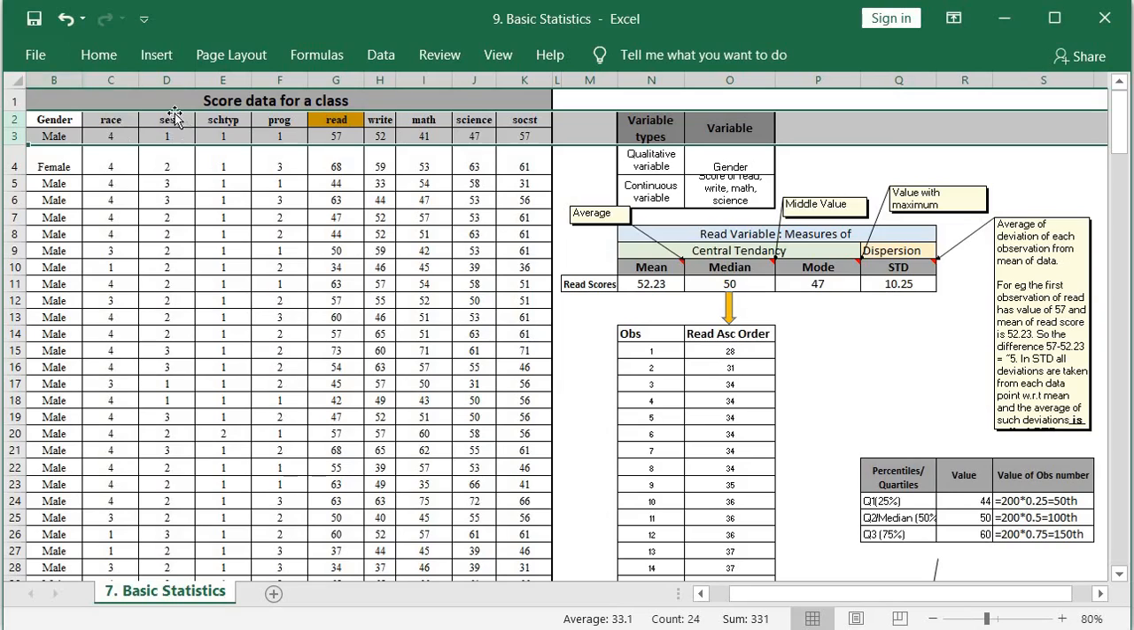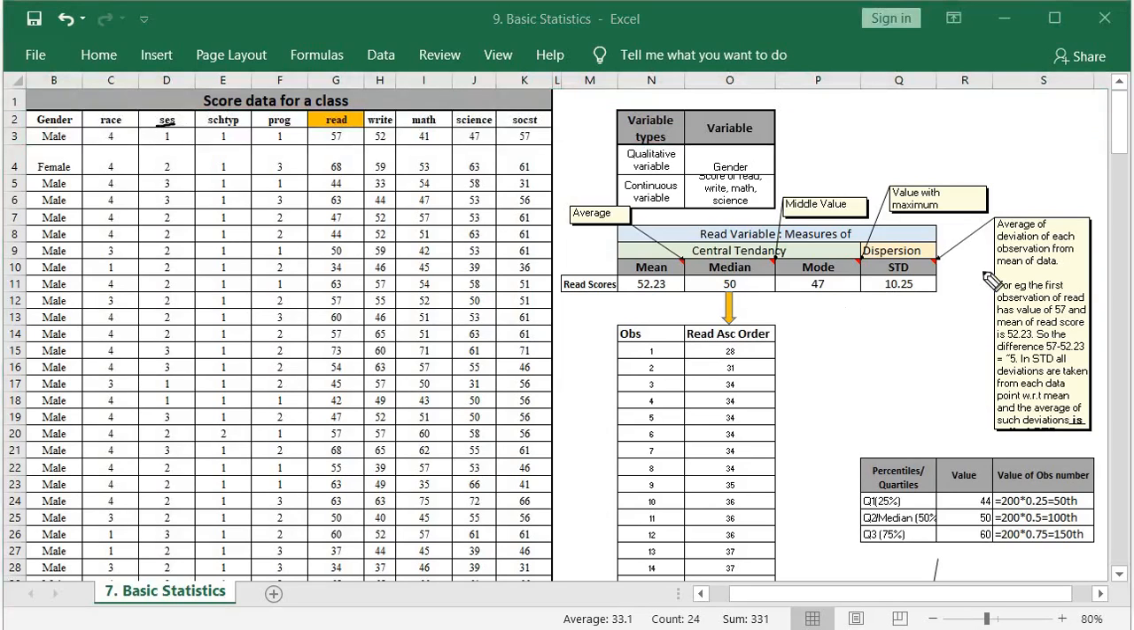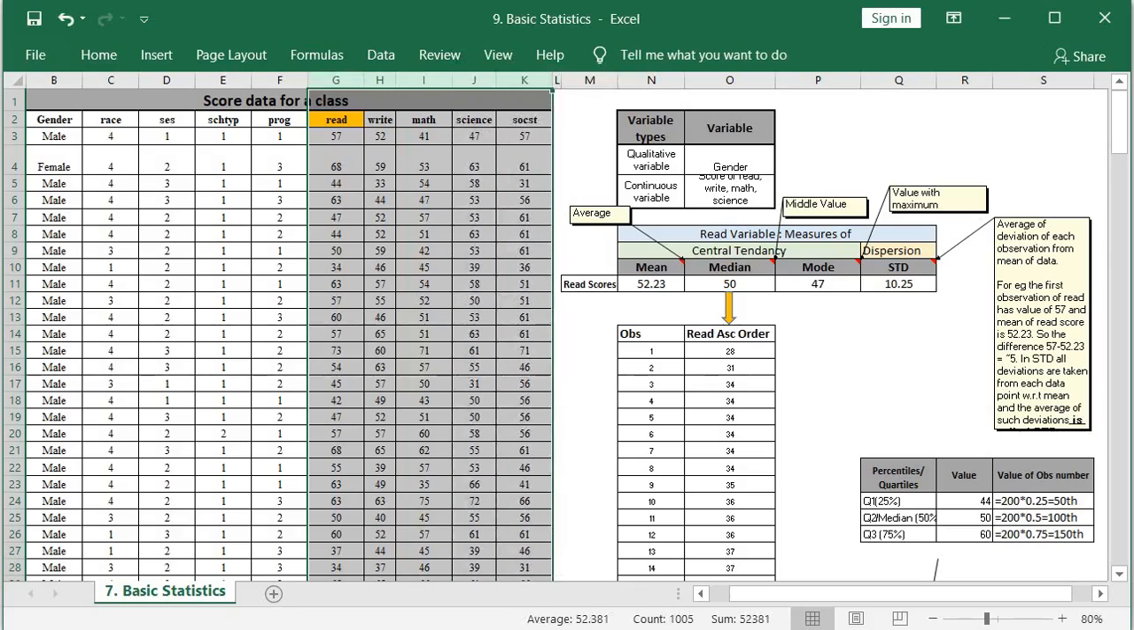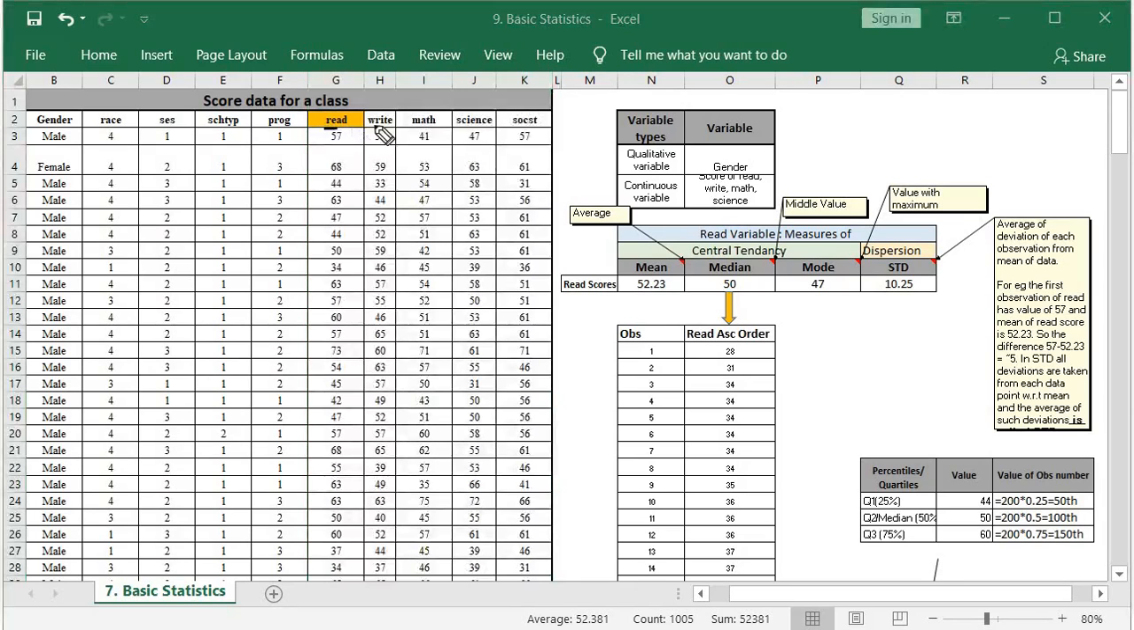Similarly, the next variable is SES. It is socioeconomic status. Socioeconomic status is the financial status of the student's family. And then you have the scholar type and program type. Let's concentrate on these variables, which are the marks. These are the marks the students have got in different subjects. The variable names are read, write, mathematics, science, and social study.